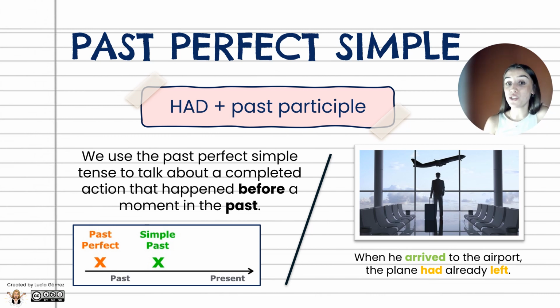If you pay attention to the example, when he arrived to the airport, the plane had already left, we can see that there are two tenses. The green one is the past simple, is the action that happened after the other one.